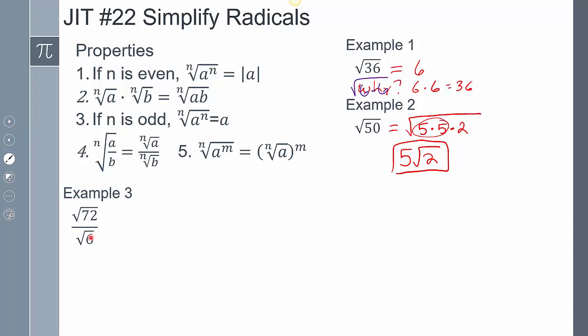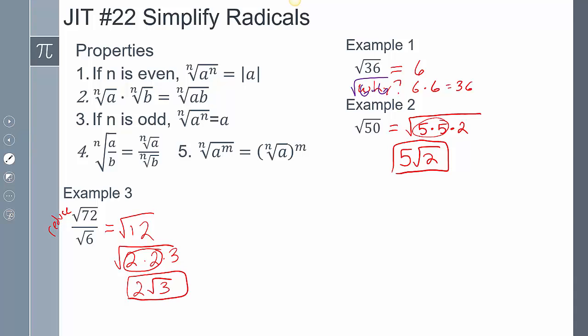This one here, sometimes it's easier for us to divide and cancel it out before we actually perform it. So 6 goes into 72 12 times, and now that I have that root 12, now I can reduce it. That 12 is 2 times 2 times 3. And so these 2's here are the same, so I can bring one out, and I get 2 root 3.